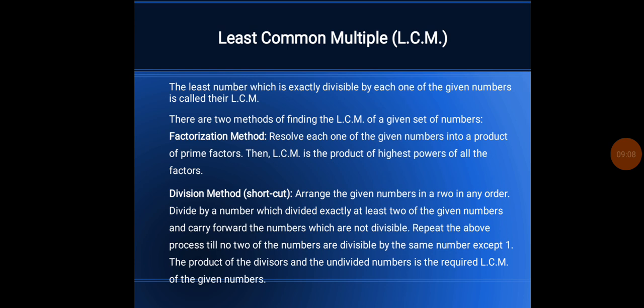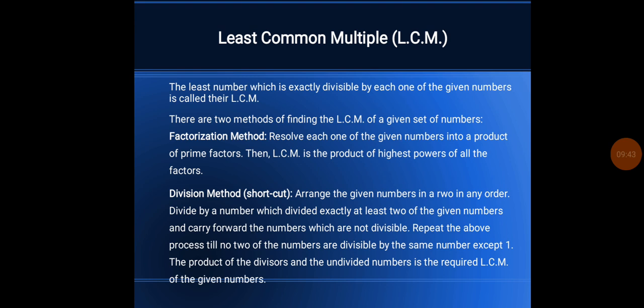The next one is the division method. In the division method, arrange the given numbers in a row in any order, divide by a number which divides exactly at least two of the given numbers, and carry forward the numbers which are not divisible. Repeat the above process till no two numbers are divisible by the same number except 1. The product of the divisors and the undivided numbers is the required LCM of the given numbers.